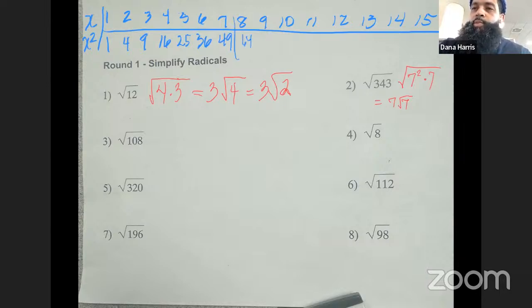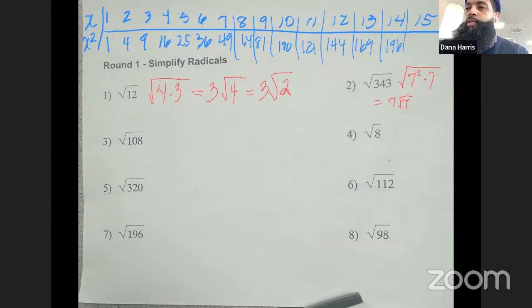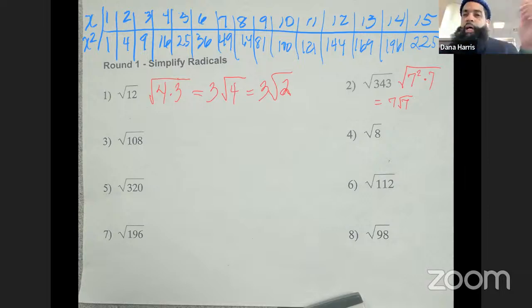64, and let's separate these by lines. 81, 100, 121, 144, 169, 196, and 225. The bottom row is where we take the top number to the second power. This is important because if you take the square root of the numbers on the bottom row, they will be equal to the number above it.